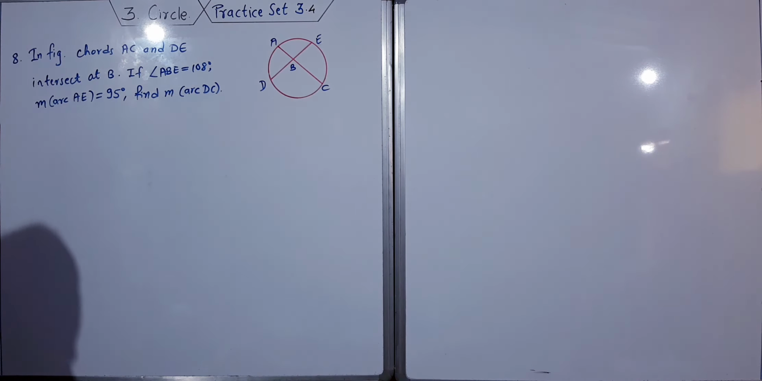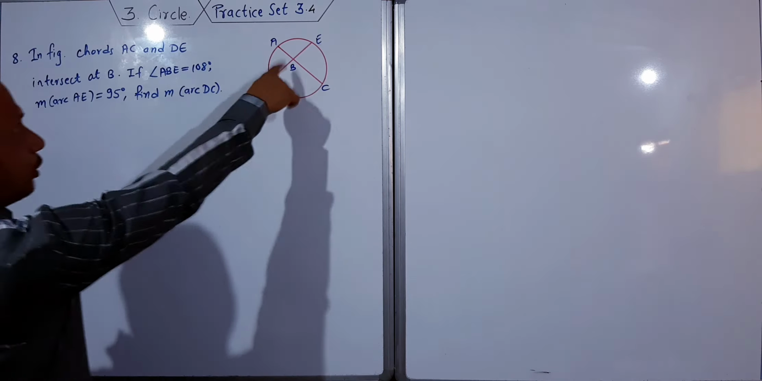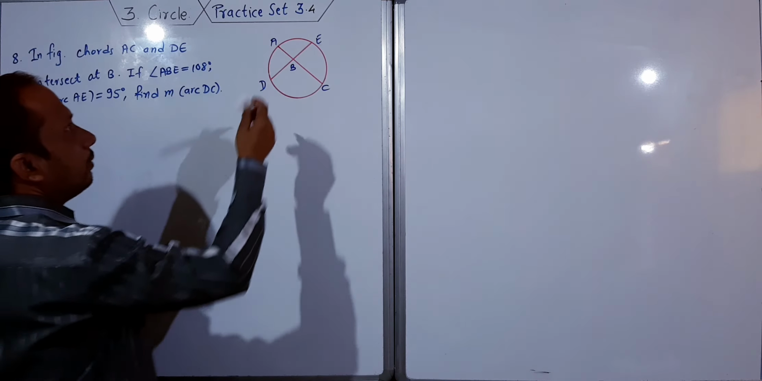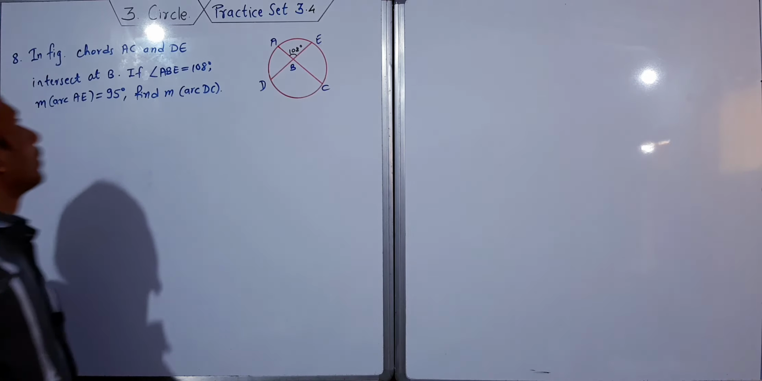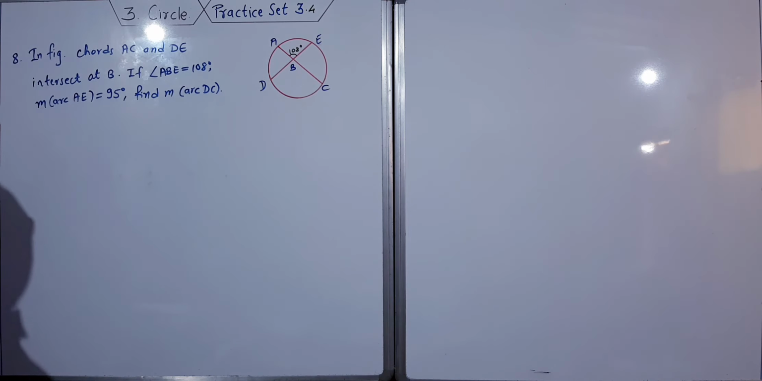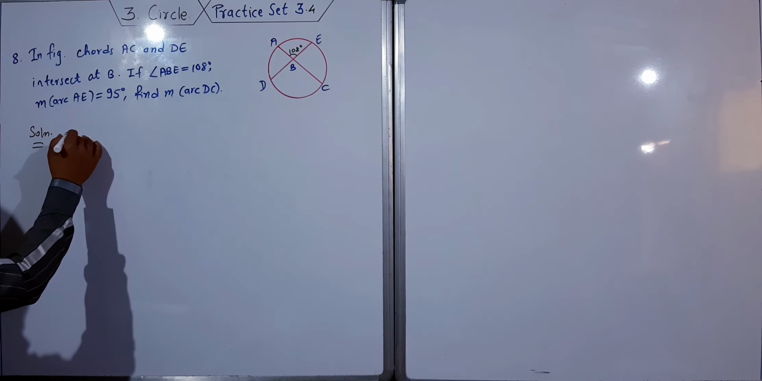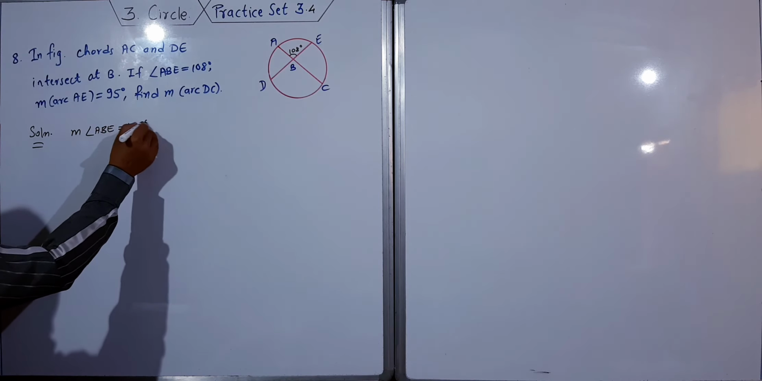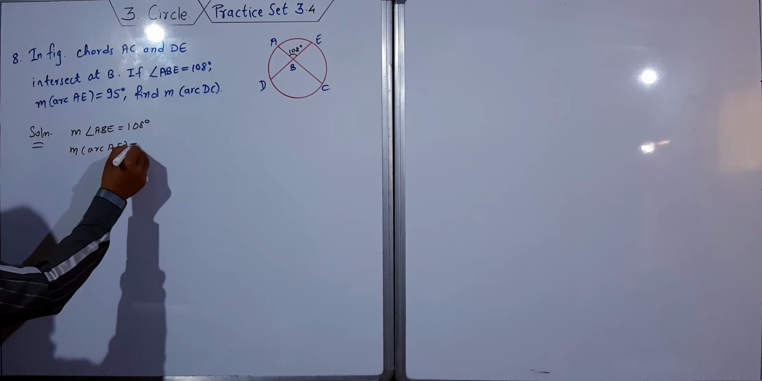In the figure, you can see chords AC and BD intersect at point B. This is the point of intersection. Angle AB is 108 degree. It is given. Measure of arc AE is given as 95 degree. Find the measure of arc DC. So we'll solve this. First we'll write the given: measure of angle AB is 108 degree, and measure of arc AE is 95 degree.